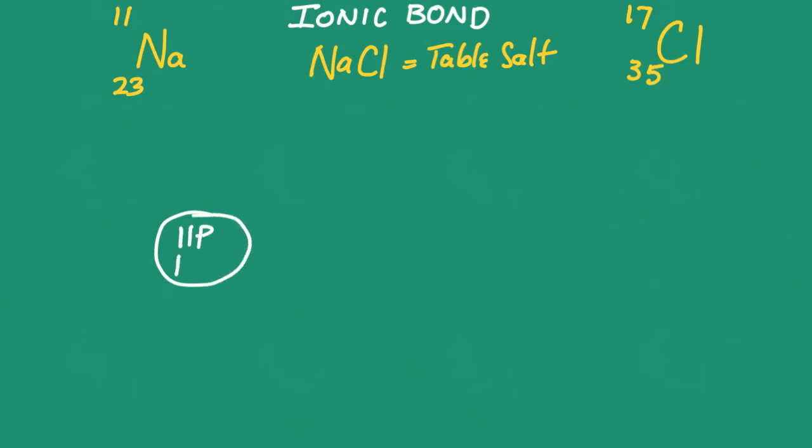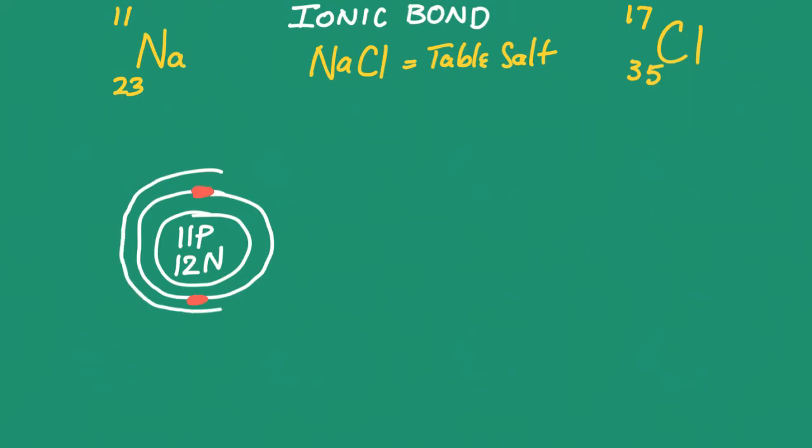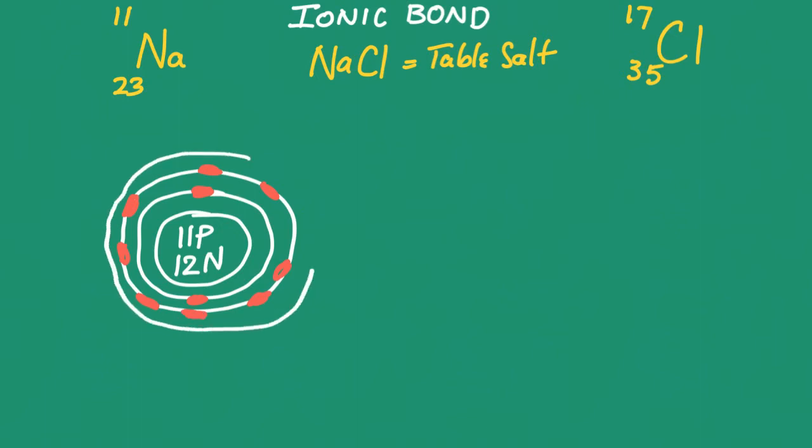Let's draw sodium. Sodium has 11 protons and 12 neutrons. It also has 11 electrons. So 2 electrons are placed in the first shell and the 8 electrons are in the second shell. We have 1 electron left, and that is in the outer shell or valence shell. The outer shell is not filled.